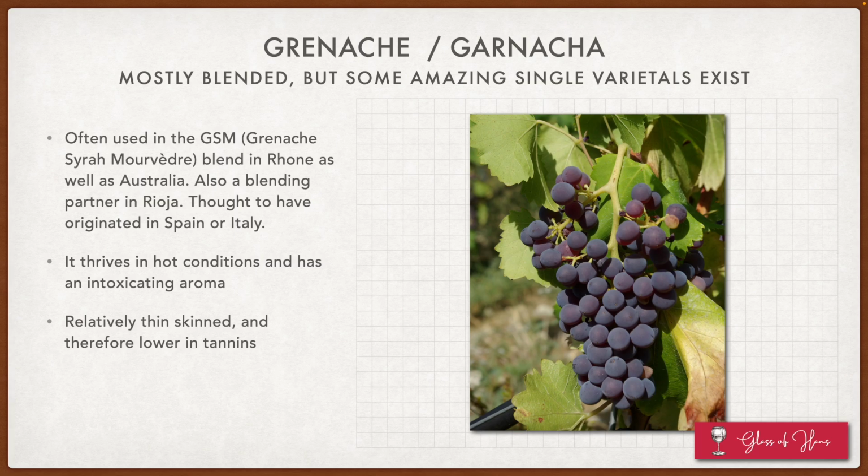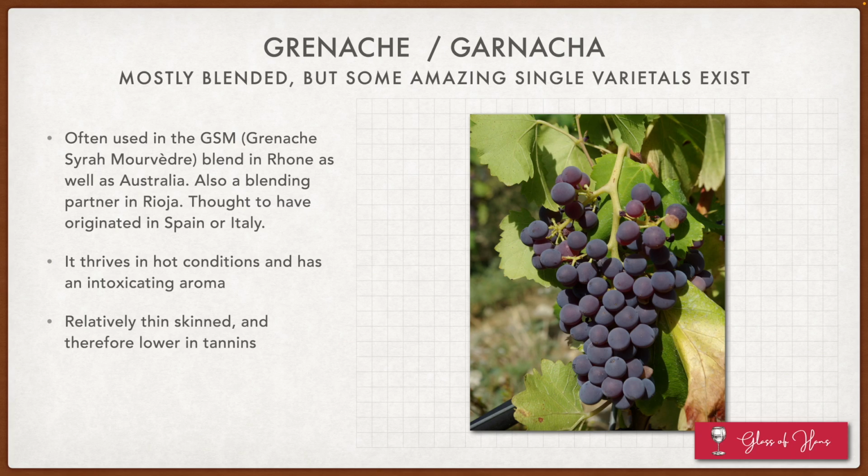The next wine we talk about is Grenache or Garnacha. So that's mostly blended, but I think a lot of amazing single varieties exist. Most famously it is used in the GSM blend, which is Grenache, Syrah, Mourvèdre, blended in the Rhone Valley as well as Australia, and the US has quite a strong Rhone movement going on too. It's also used as a blending partner in Rioja, thought to have originated in Spain or Italy. It really thrives in very hot conditions. But despite that, it's also very late ripening. So it's kind of early budding and late ripening. Again, I don't think that's in the syllabus.